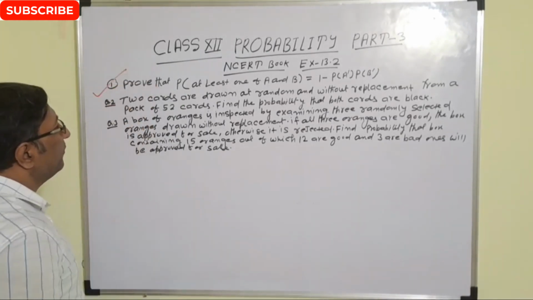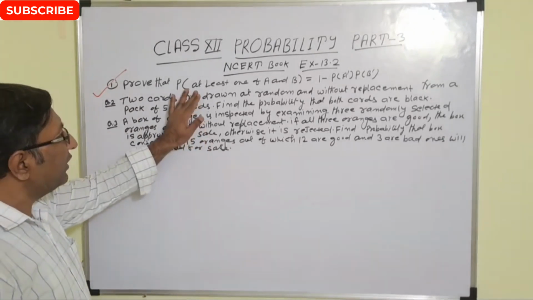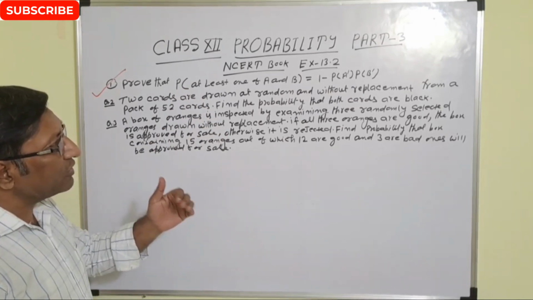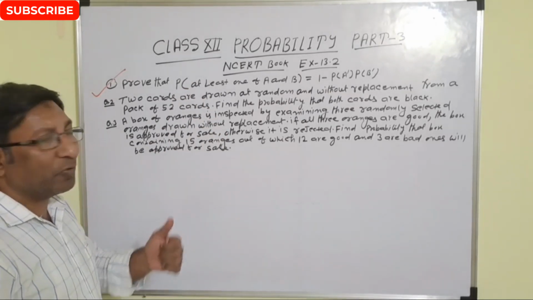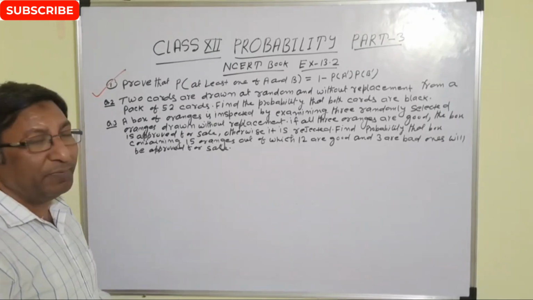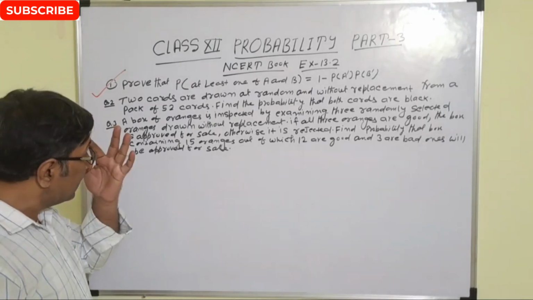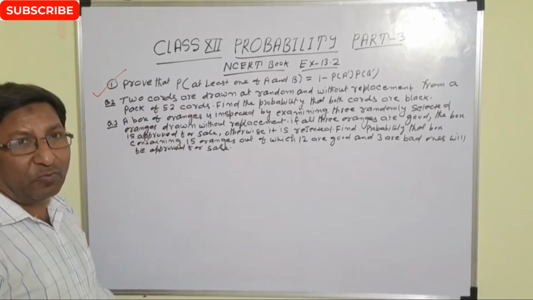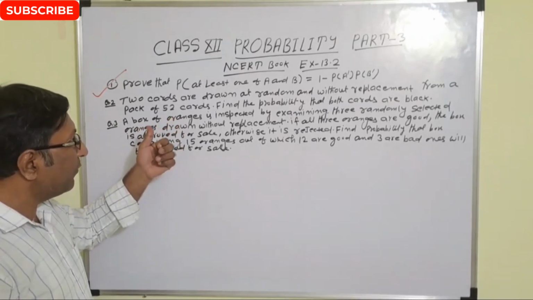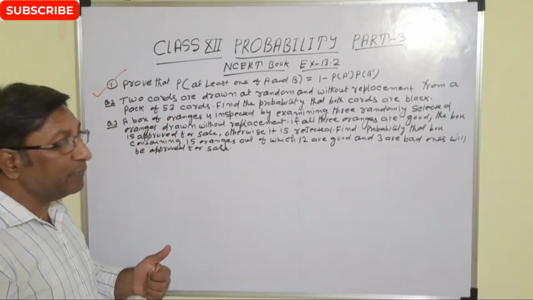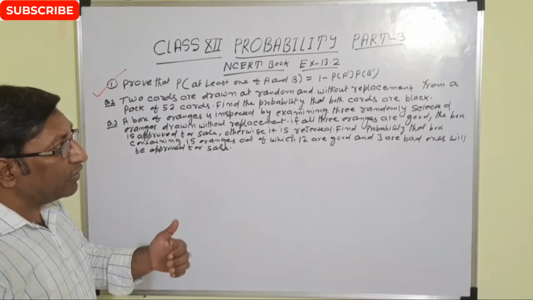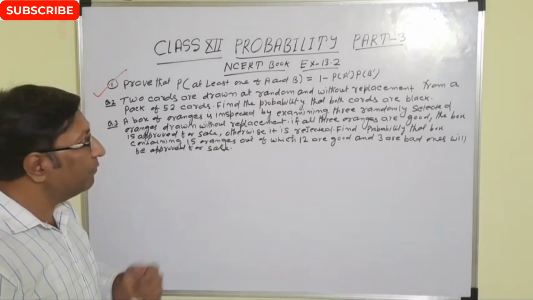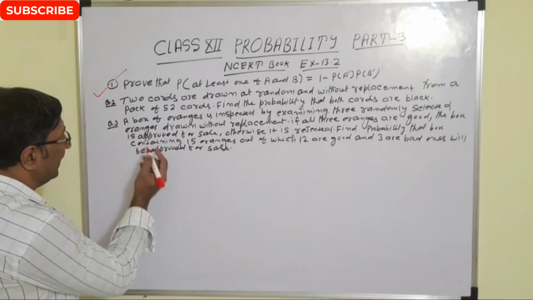So first we will see the question: prove that probability of at least one of A and B equals 1 minus probability of A dash into probability of B dash, where A and B are independent events. So this is the most important formula we will use in different types of questions of probability. This formula: probability of at least one of A and B is 1 minus probability of A dash, that is A naught, and probability of B dash, that is probability of B naught. So let us see the question first, that is the proof.